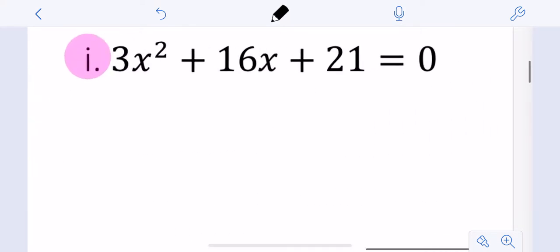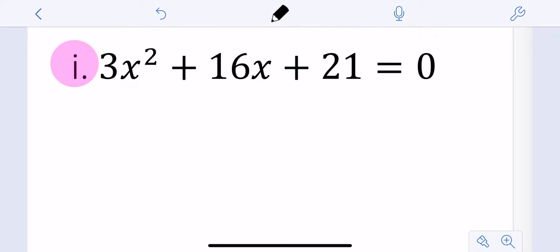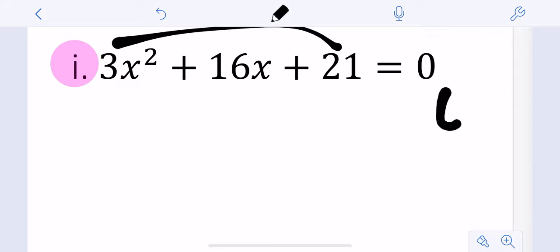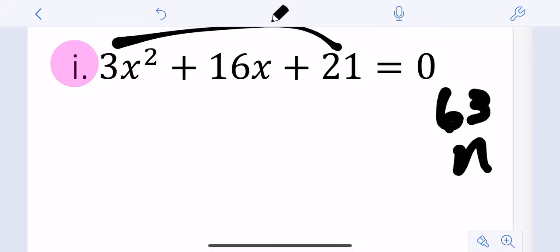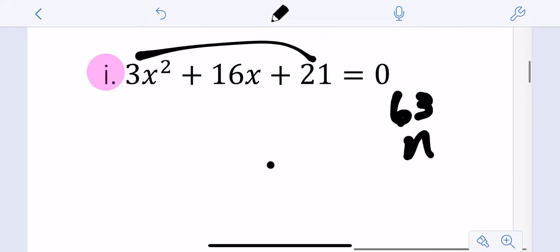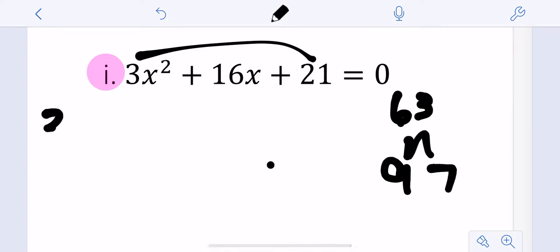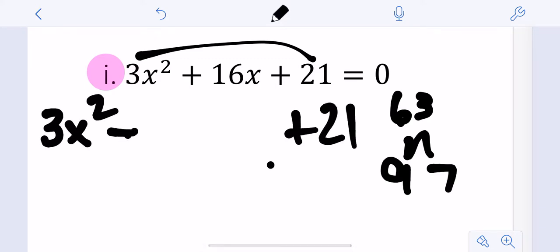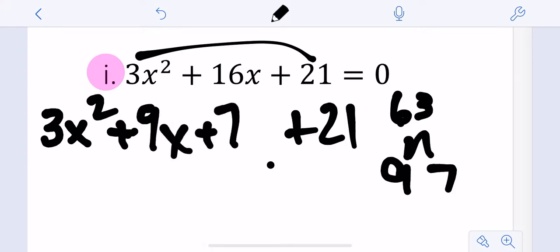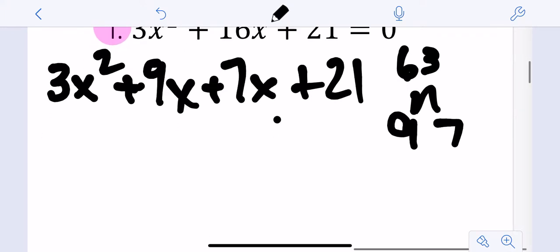And then the last one we're going to look at on these solving by factoring is there's no GCF here, and so I need to just split the middle. So a times c is 63. Factors of 63 that add to be 16, that would be, let's see, 9 and 7. So I'm going to keep my first term, keep my last term, and I'm going to split this up into plus 9x plus 7x, right? That's why it's called split the middle.